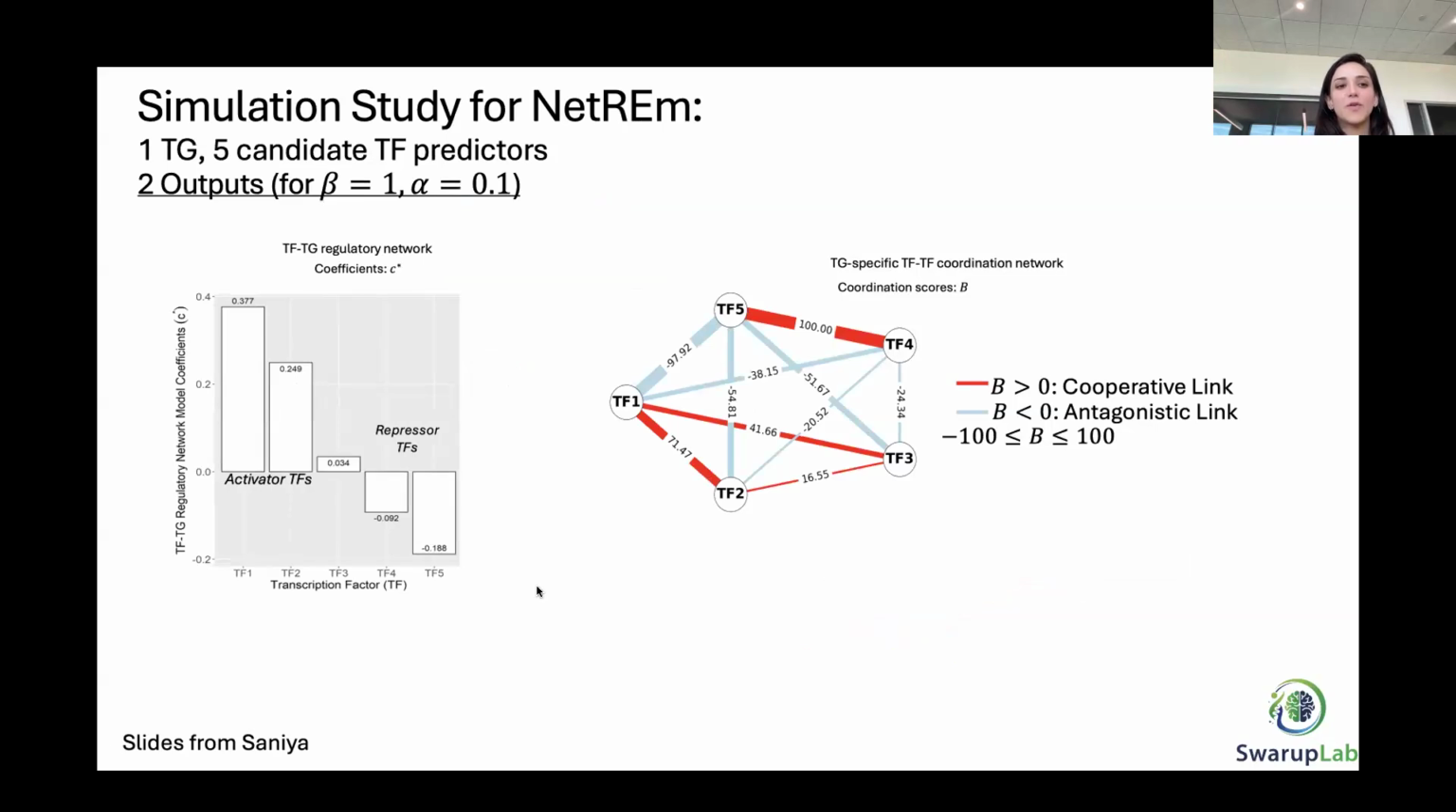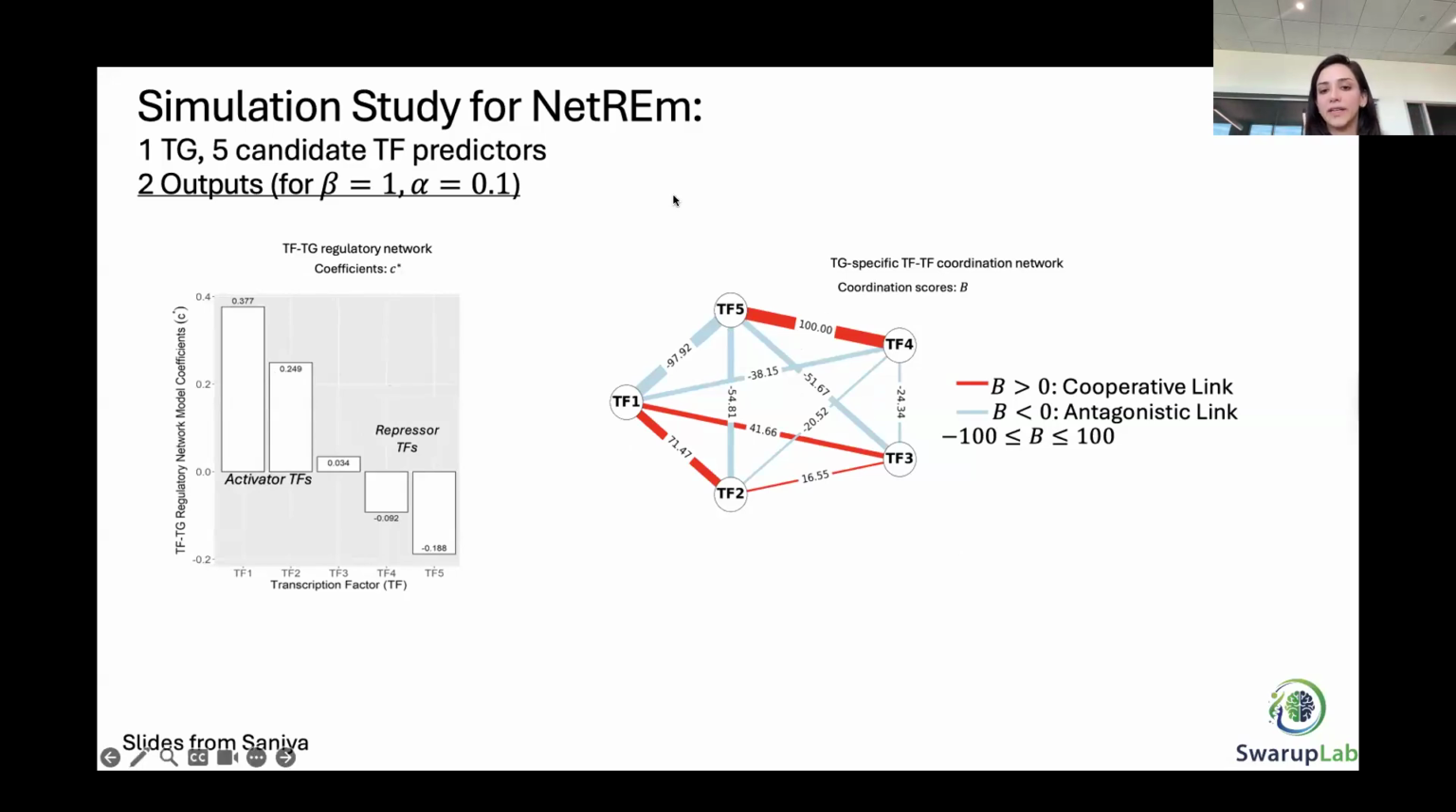So at the end, running NetREm gives us two important things. First, we get the TFTG coefficients, and there is a directionality to it. So I know if a transcription factor is activating a target gene or is repressing a target gene. But also, we get a TF-TF coordination network where we can understand how these transcription factors are also affecting each other in making that network.